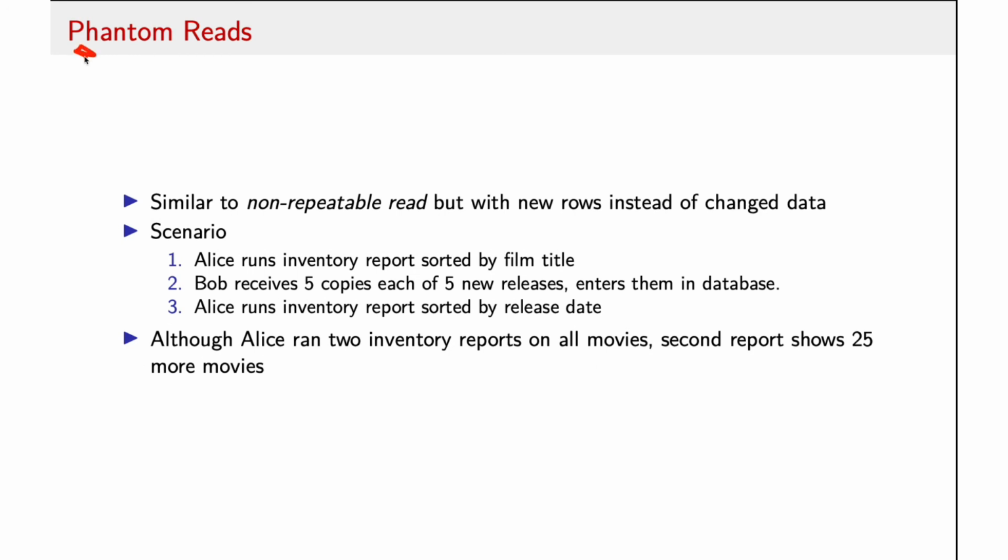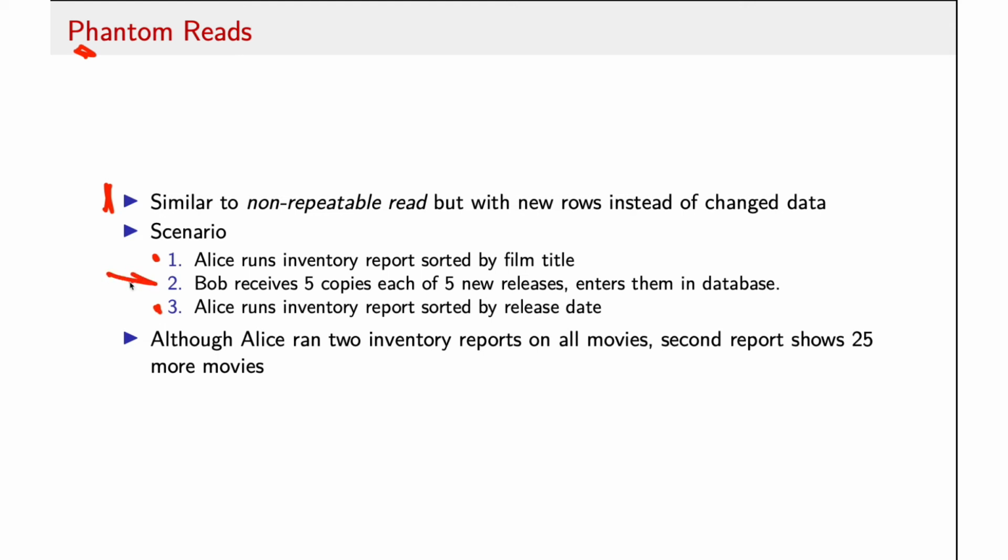Then finally, phantom reads is similar to a non-repeatable read, but instead of a change to an existing row, it has to do with new rows that are being added. So Alice is going to do the same thing, run her inventory report sorted by title, and then sorted by release date.